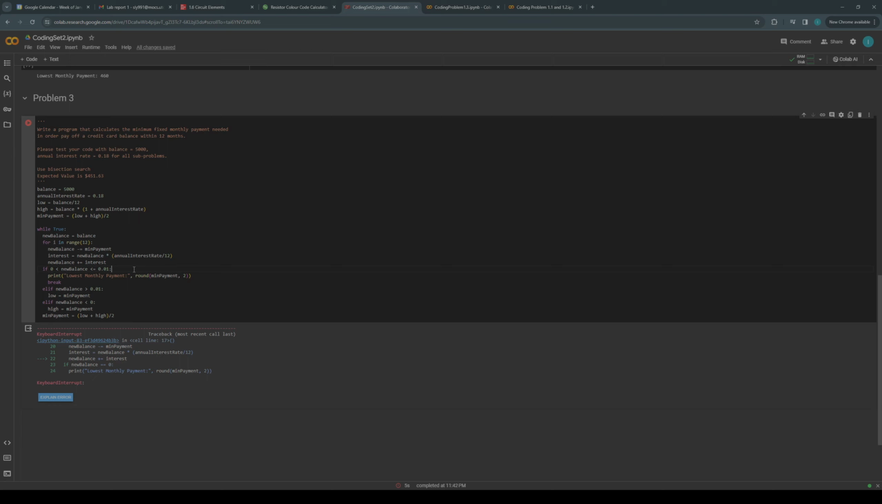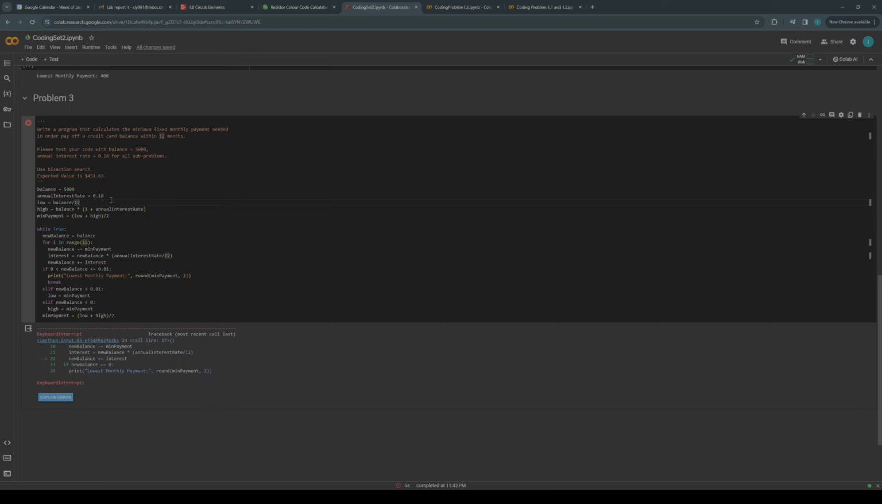Okay. All right, so let's go over this one more time. Obviously we're doing the same thing we did in problem 2. We're running a program that calculates the minimum fixed monthly payment in order to pay off a credit card balance. We have a certain balance, a certain annual interest rate, and we're using a bisection search. And this is our expected value if our balance is 5,000 and our annual interest rate is 0.18, or 18%.